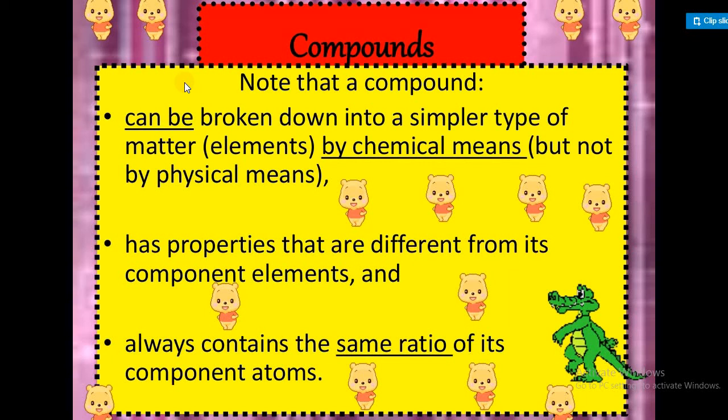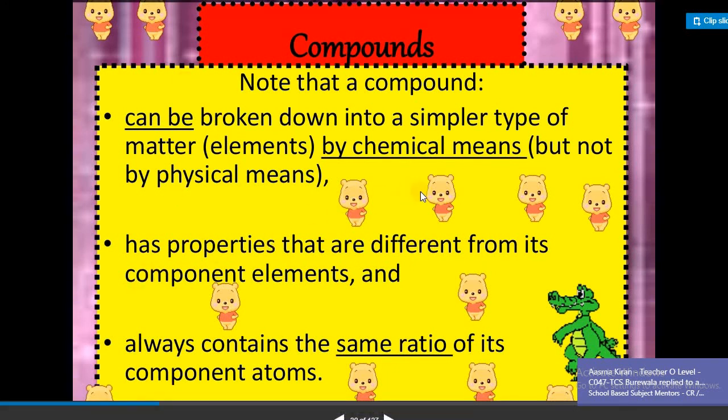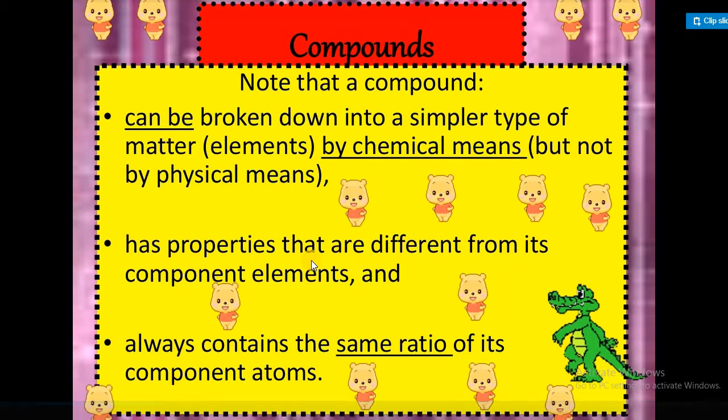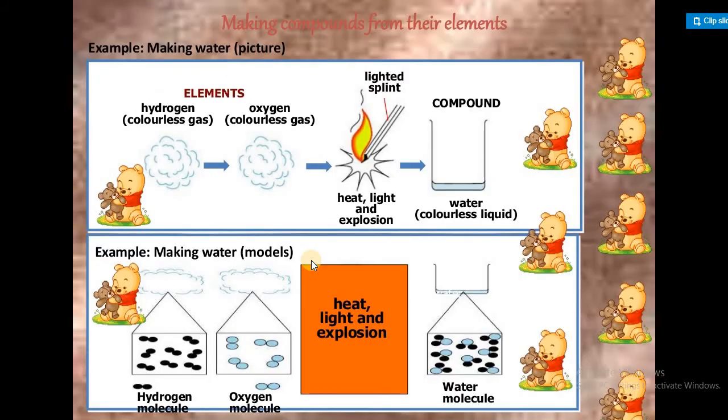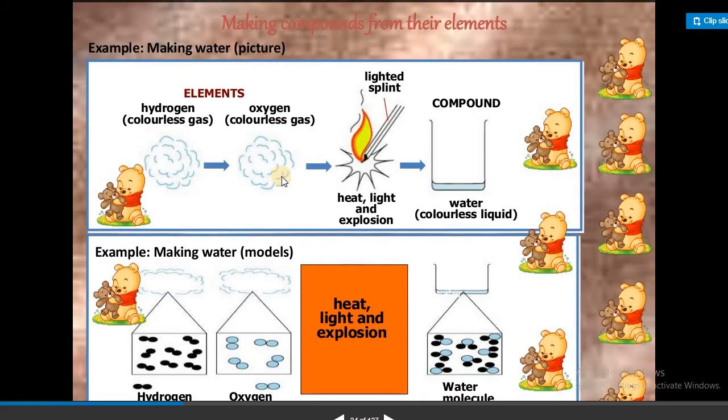And what are the chemical methods? Chemical reactions or electrolysis. Then it has properties that are different from the component elements. Like if you are making water, water is a compound. Let me go further and show you what I'm talking about here. Hydrogen is a gas, oxygen is a gas. When we heat it, what will happen? An explosion will occur and a compound will be formed, and that is a colorless liquid. So these two gases combine together to form a compound, which is a liquid. So a compound has completely different properties from the elements from which it is made.